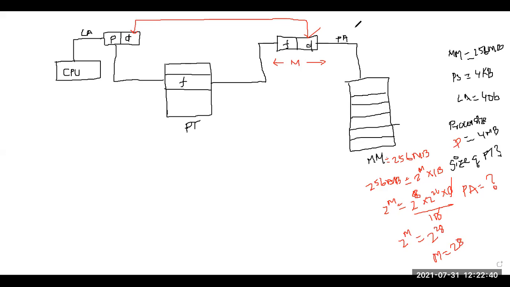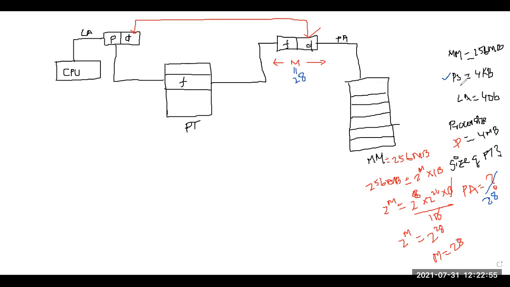Now this value of m is 28. That means how many bits are used for physical addressing? 28 bits are used for physical addressing. Fine. Next, what is given?